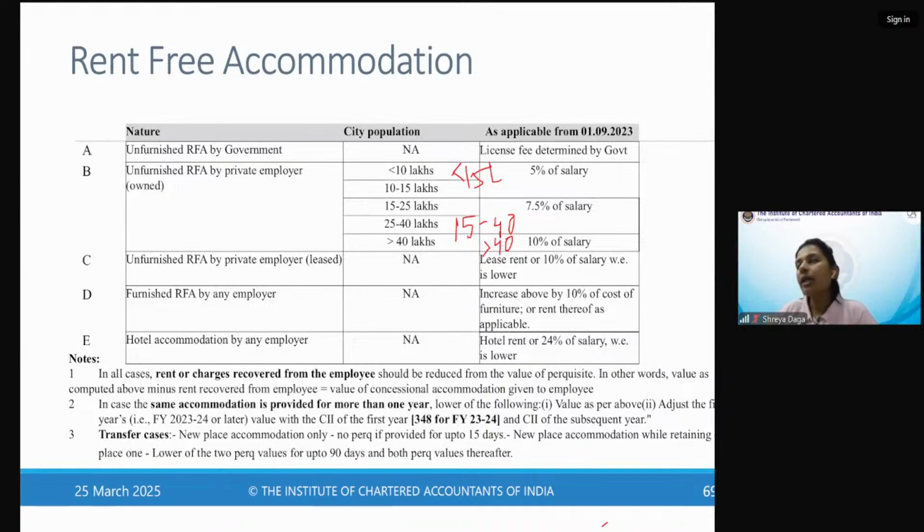ओके। तो अगर प्राइवेट एम्प्लॉयर अपना ही ओन्ड घर देता है फ्री ऑफ कॉस्ट में, तो आपको देखना है सिटी पॉपुलेशन क्या है। अगर 15 लाख के अंदर है तो फिर 5%. If 15 to 40 lakhs, then 7.5%. And if more than 40 lakhs, then 10% of salary is deemed to be the taxable value of that rent-free accommodation in the hands of employee.